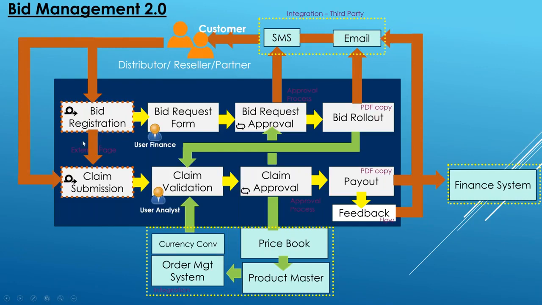Dotted means external page. The distributor will open the link and enter the username and password. Once they do, this page will be loaded, and on this page they will submit a request. Title: Government of Telangana 5,000 laptops. Date, today's date. Bid start date, bid end date. Bid details is one section, with all the details about the bid.